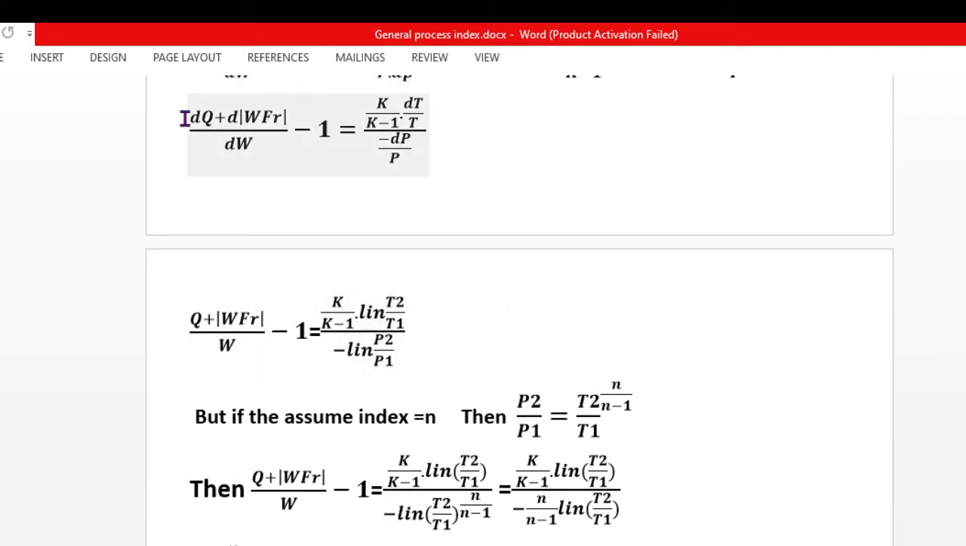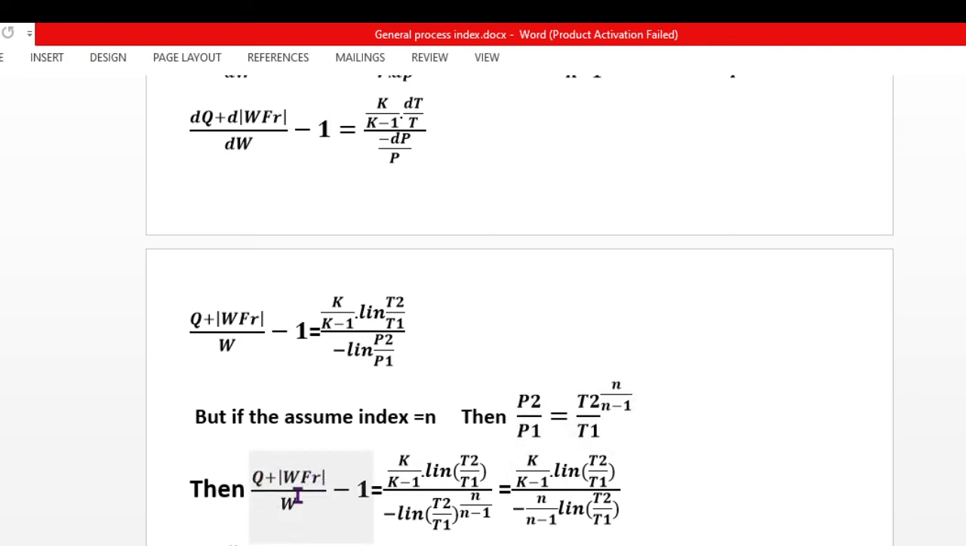And integrating, because this is the differential form, and integrating delta quantities, (Q plus W friction) over W minus 1 equals k over k minus 1 times ln T2 over T1 minus ln P2 over P1. But what is P2 over P1 in terms of T2 over T1? In case our assumed index is n, then P2 over P1 would be equal to T2 over T1 to the power n over n minus 1.